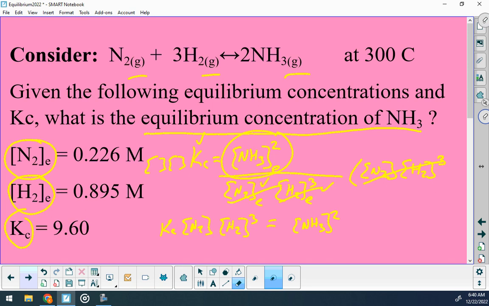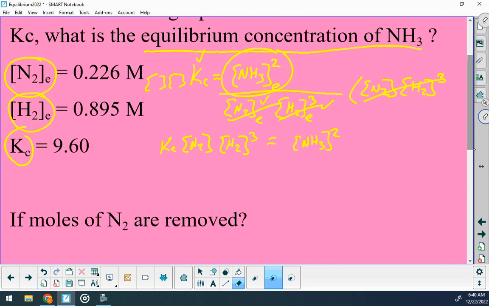Now what do I have to do? Well, you have to take the square root of both sides. So I take the square root of both sides, and I get the concentration of NH3 is equal to the square root of Kc times my concentration of N2 times my concentration of H2 cubed. Now, those are all equilibrium, and now we can put in some values.